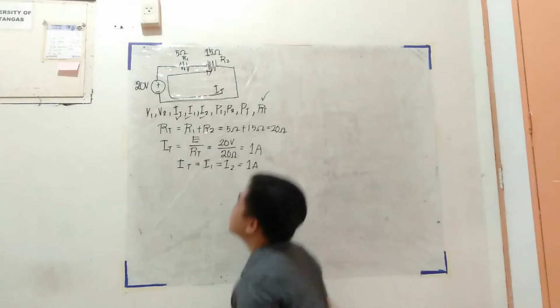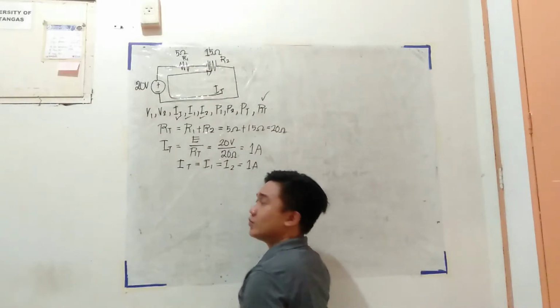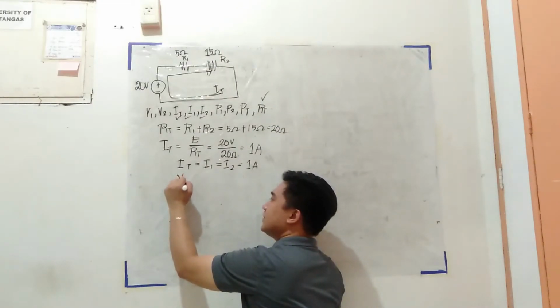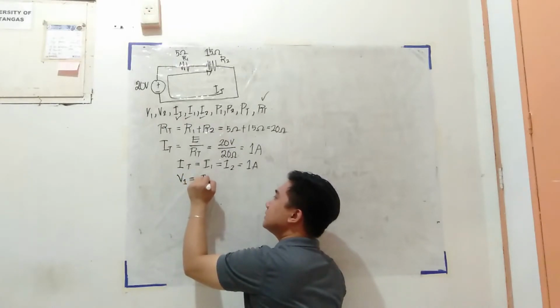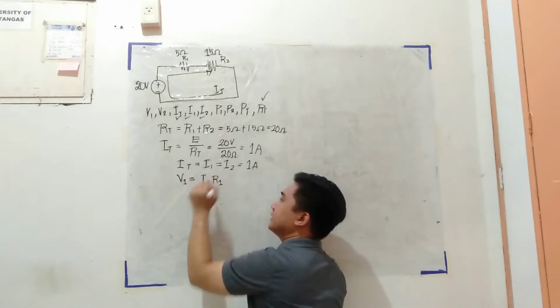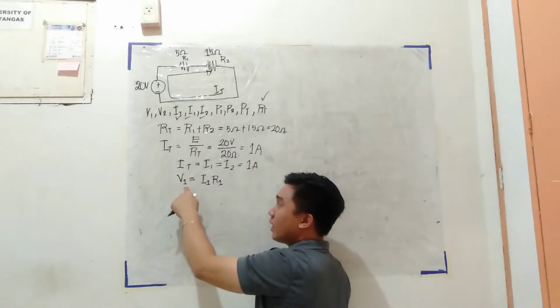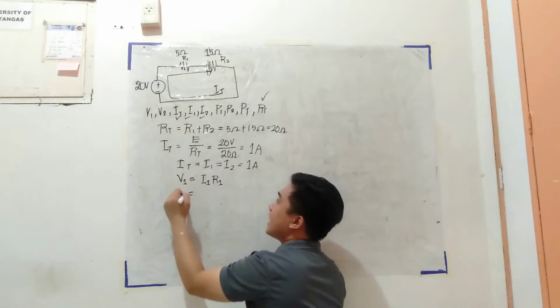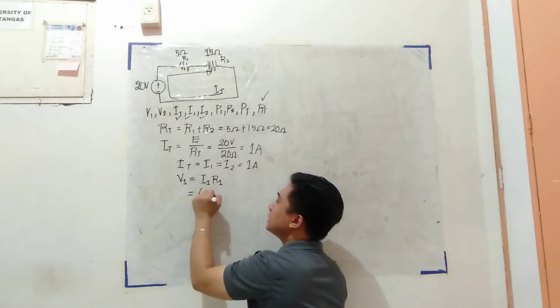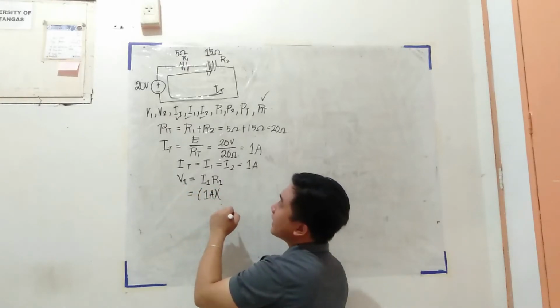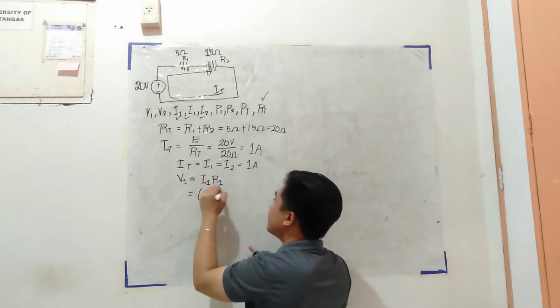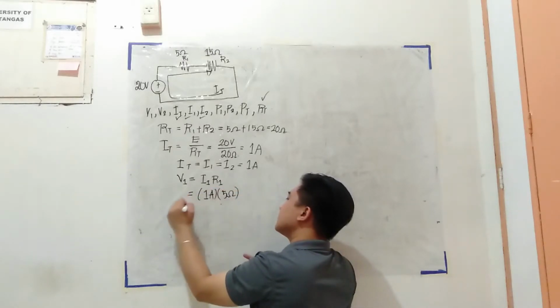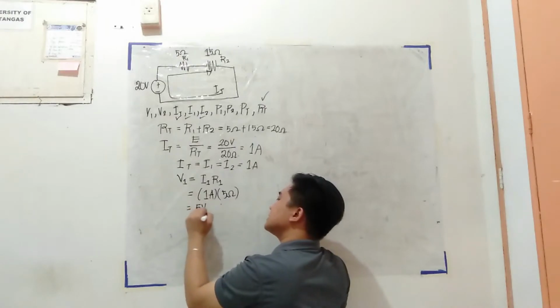Okay? So, hanapin natin si V1. So, si V1 ay equal sa I1 times R1. Kita? V1 equals I1 times R1. So, si I1 ay equal sa 1 ampere, while si R1 ay equal saan? 5 ohms. So, this is equal to 5 volts.